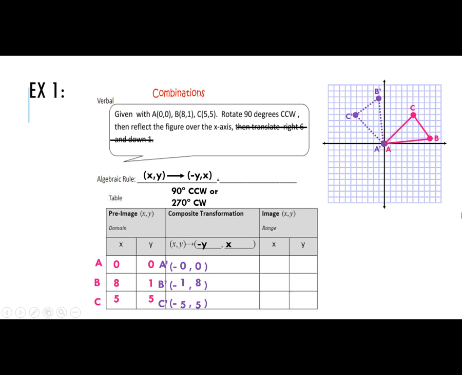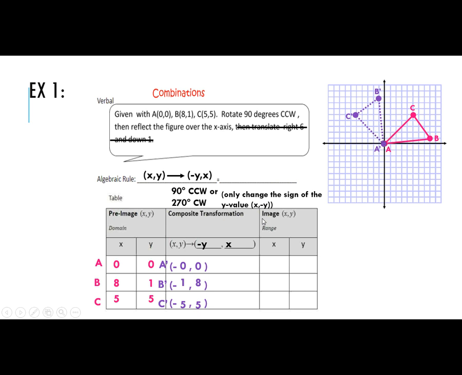After we have rotated these 90 degrees, we're going to reflect this over the x-axis. So to go from here, we need to reflect these over the x-axis. Again, we need to think about the rule. What's the rule for reflecting over the x-axis? You are correct. The current x's will stay the same, but the y's will change.